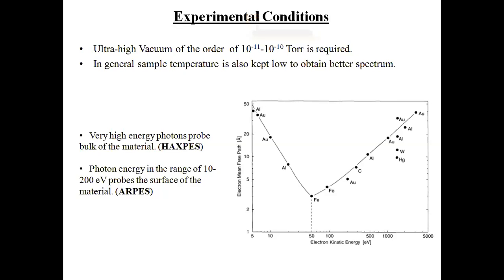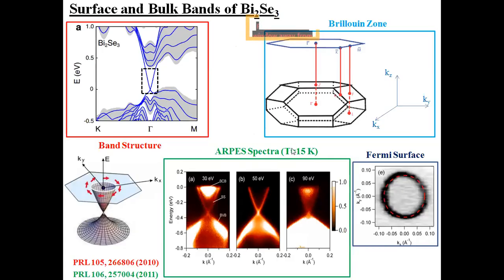Now I'll give you some examples. This is the first example. The experiment is performed on bismuth selenide, Bi2Se3. This is the band structure of the material, you can see. This is the momentum axis and this is the energy axis.